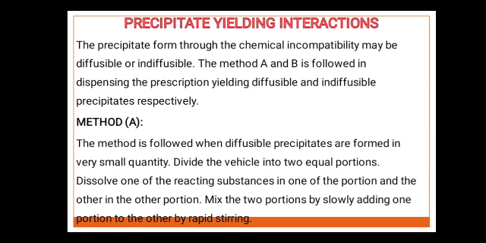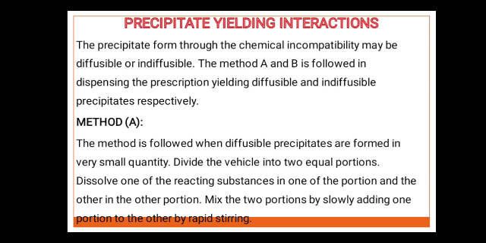Precipitate yielding interactions. Generally, it is observed that reaction between strong solutions proceeds at a faster rate and the precipitates formed are thick, which do not diffuse readily. The light diffusible precipitates are formed when dilute solutions of reacting substances are mixed. Hence, the reacting substances should be diluted to the maximum extent before mixing them. The precipitate formed through chemical incompatibility may be diffusible or indiffusible.